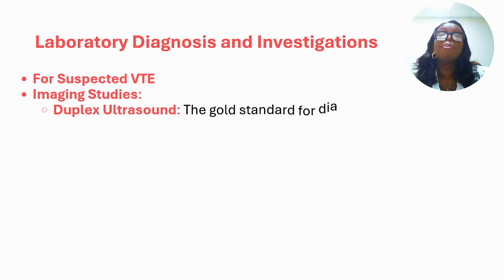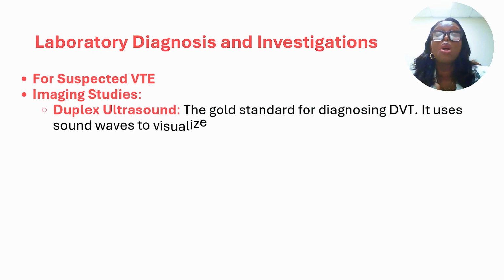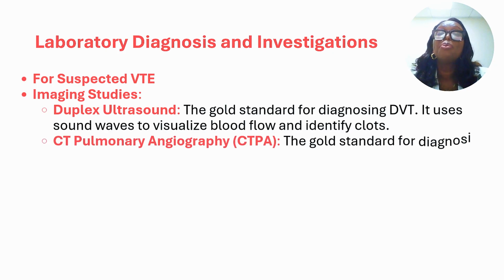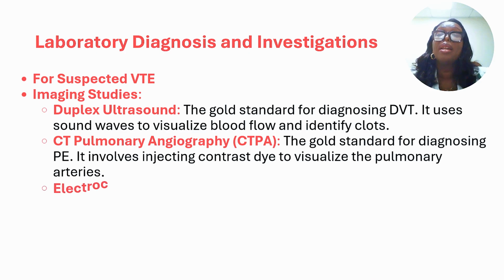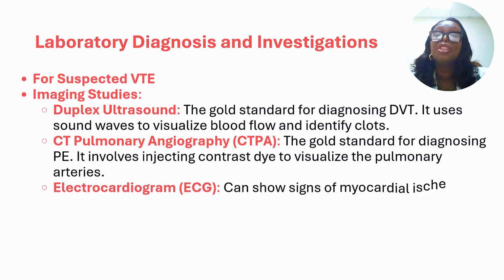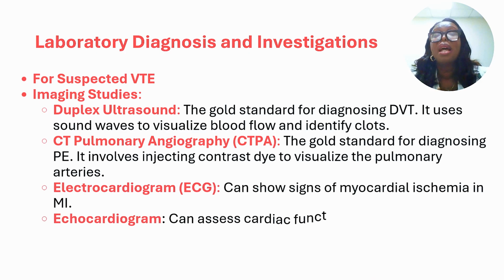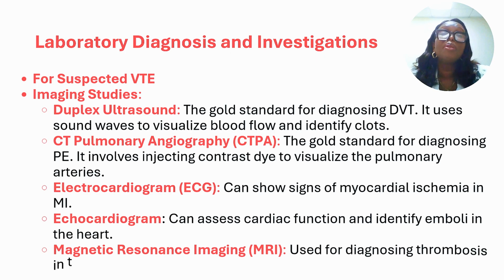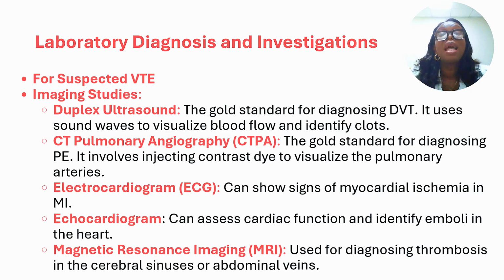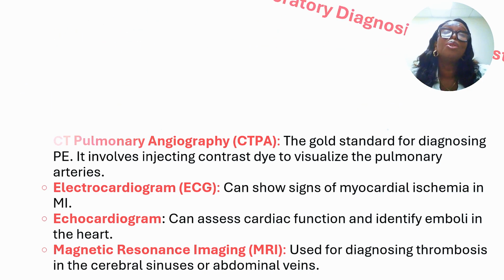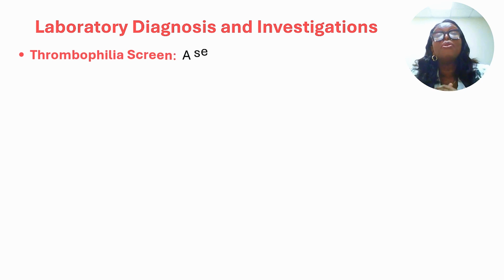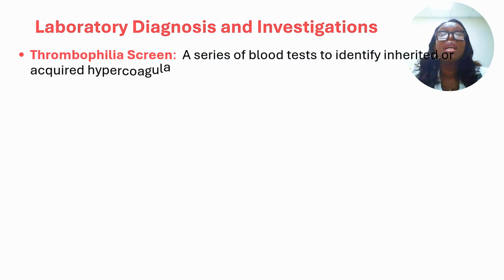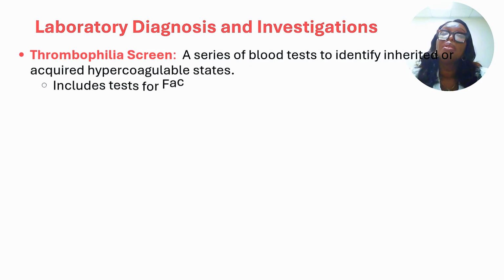Imaging studies that can also be done to help confirm the diagnosis are duplex ultrasound, CT pulmonary angiography, electrocardiogram (ECG), echocardiogram, and magnetic resonance imaging. These can all be done in addition to the D-dimer test and the Wells score to diagnose venous thromboembolism, which includes deep vein thrombosis and pulmonary embolism.